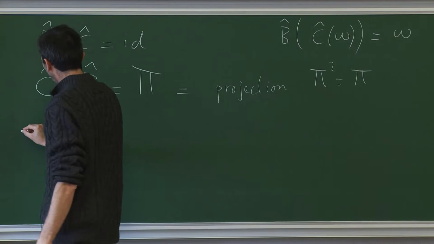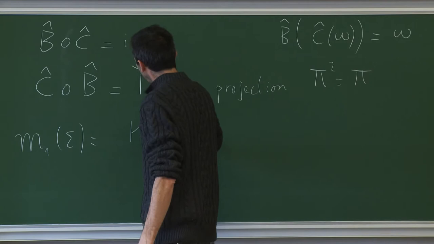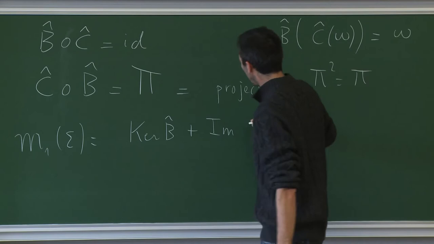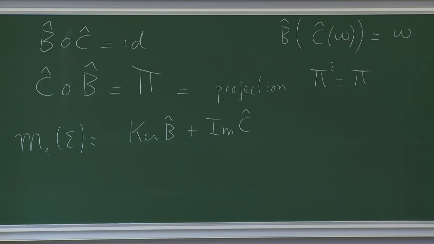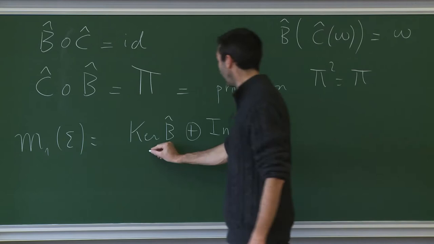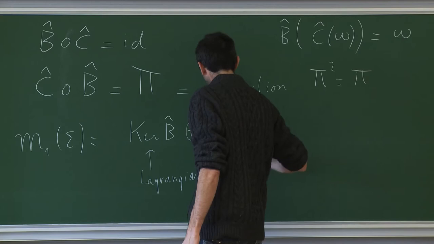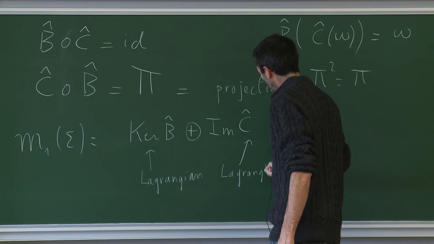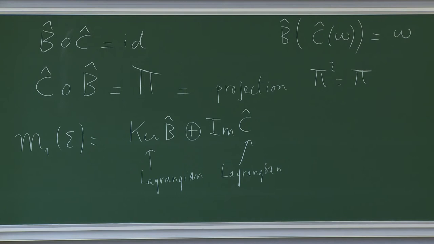So the space of cycles is ker B hat plus the image of that projection, which is the image of C hat. It's a direct sum, and both are Lagrangian. So this is a Lagrangian decomposition of the space of cycles.